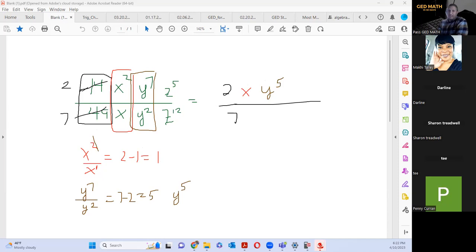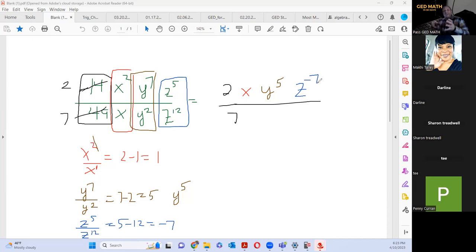Now the last one is my z's. Again, you have to remember this: when you're dividing exponents with the same base, you subtract top minus bottom. Z to the 5th divided by z to the 12th, which is 5 minus 12, which is negative 7. So we have z to the negative 7.